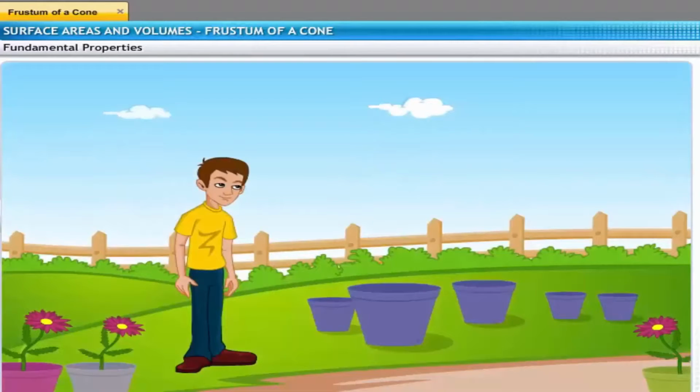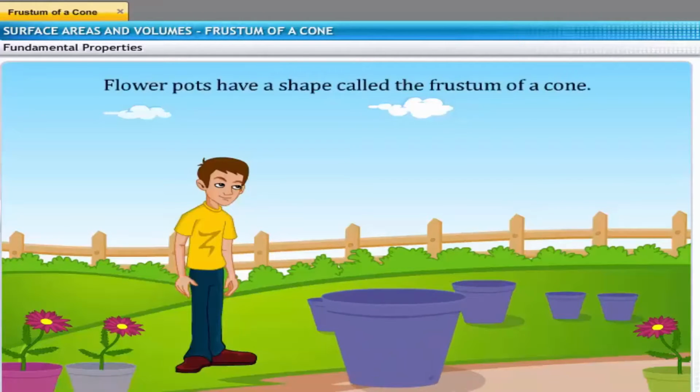Actually, Bucksack needs to buy enough paint to cover up the curved surface area of all the flower pots. The amount of soil he needs to buy equals the volume of all the flower pots. The flower pots that Bucksack has bought have a shape called the frustum of a cone.